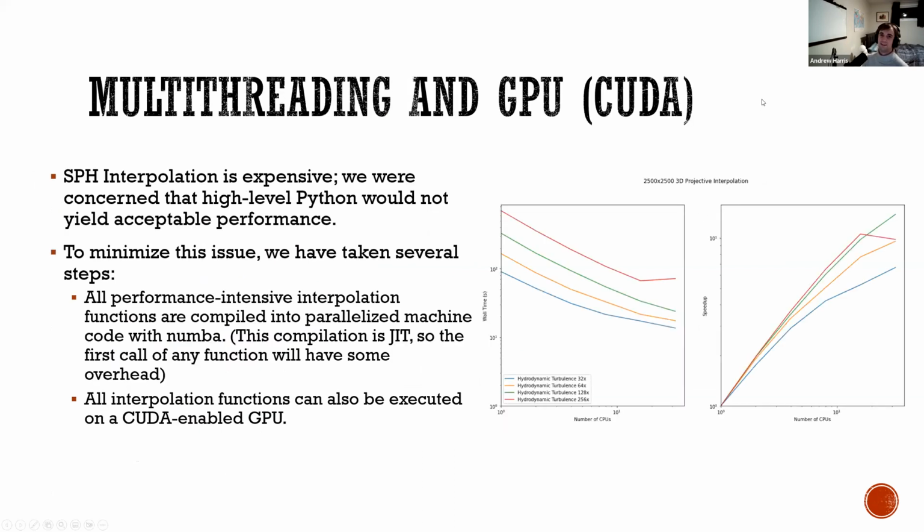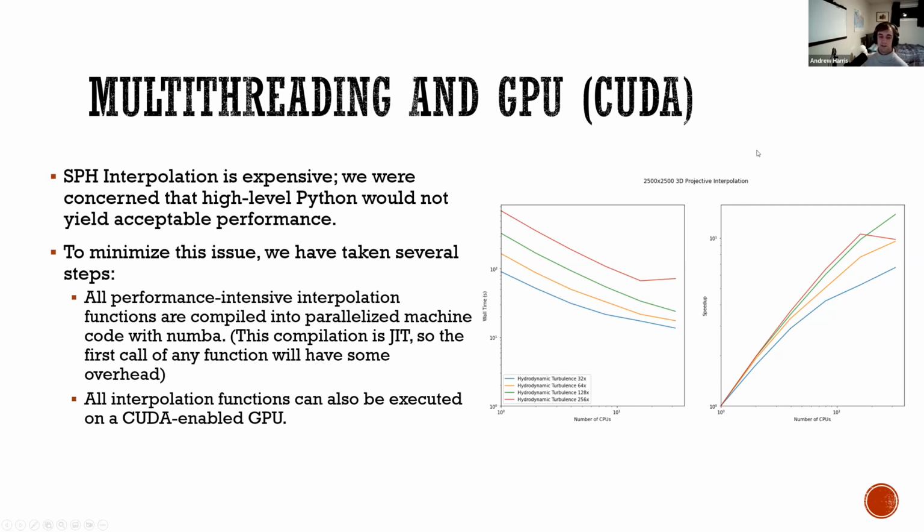So one of the concerns when making this library work was that SPH interpolation is very expensive if you're doing it over millions or even more particles. And Python, it's high level and it's generally not known for being super fast in those kinds of circumstances. So we took a few steps to mitigate this as much as we could. We used a library called Numba, which for each of the really heavy interpolation functions, goes in beforehand and compiles it into really fast machine code that can run in parallel. And you end up with a very nice CPU usage over multiple cores.